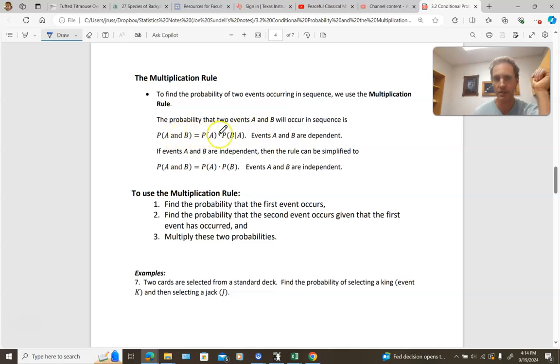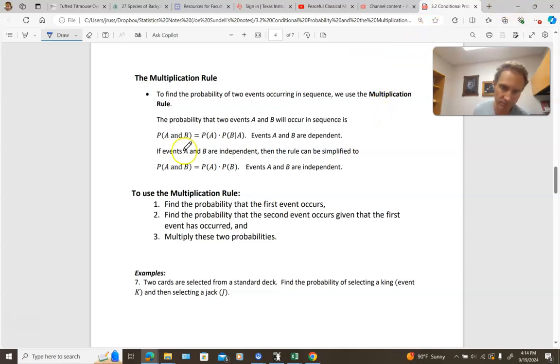So this is the formula that you're going to use if the 2 events are dependent. And if the 2 events are not dependent, meaning they're independent, then it's just going to be the probability of A times the probability of B. Because the probability of B occurring given that A has already occurred is still just going to be the probability of B, because the fact that A has already occurred has no influence on the probability of B, because they're independent events. The occurrence of one doesn't affect the likelihood of the occurrence of another.